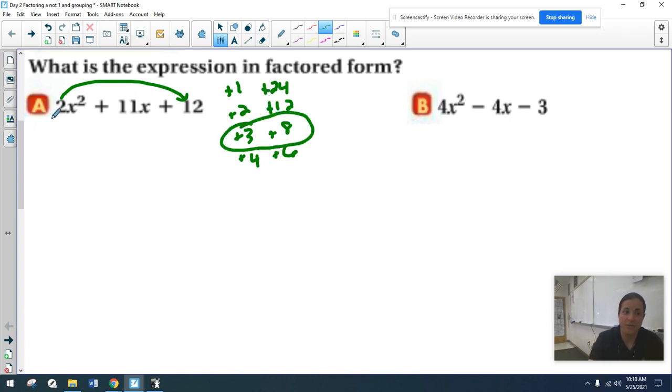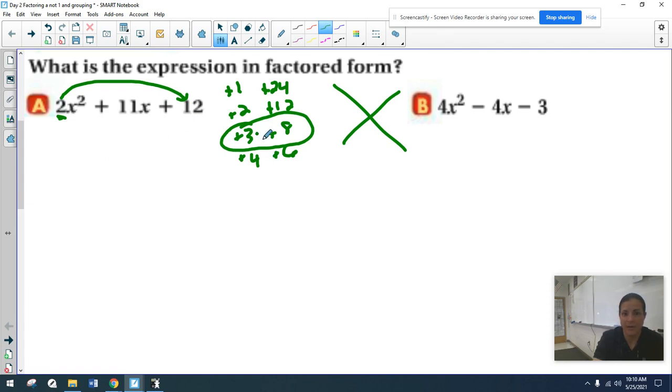Now, since you have this, you cannot go straight to your answer and just say x plus 3 and x plus 8 because this 2 won't show up. So there are 2 different ways to do it. A lot of teachers show it with the x and they do all these weird things. That's a different way to do it. I don't like it as much. I like to do grouping.